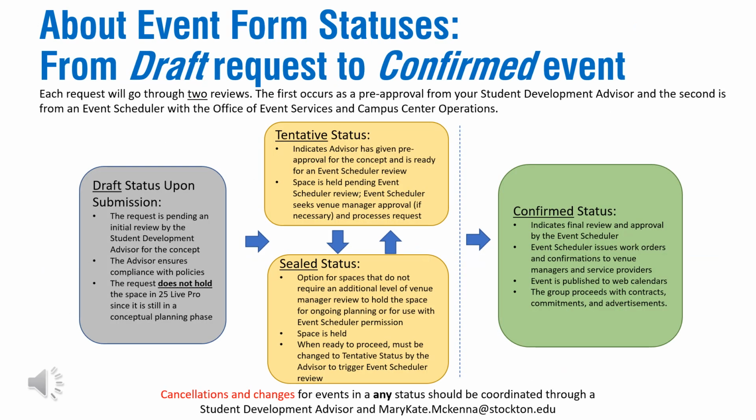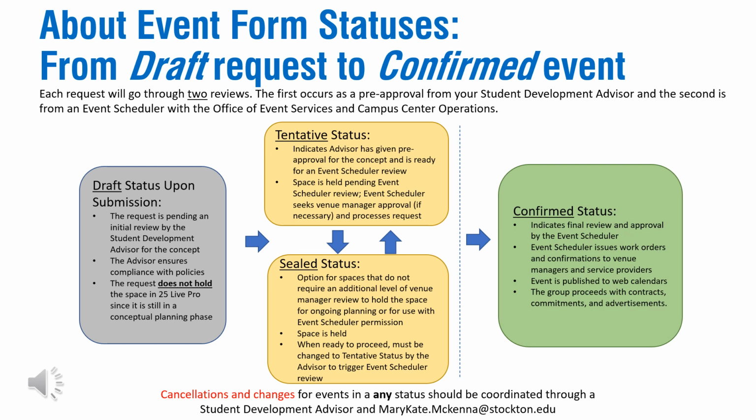About event form statuses, from draft request to confirmed event. Each request will go through 2 reviews. The first occurs as a pre-approval from your student development advisor, and the second from an event scheduler with the Office of Event Services and Campus Center Operations. Draft status upon submission. The request is pending an initial review by the student development advisor for the concept. The advisor ensures compliance with policies. The request does not hold the space in 25 Live Pro since it is still in a conceptual planning phase.